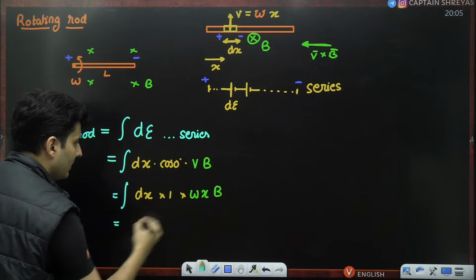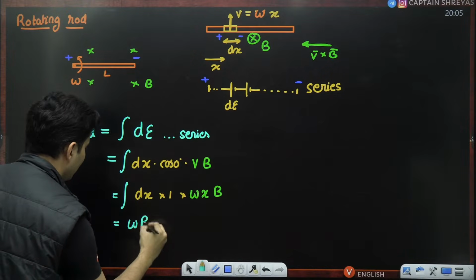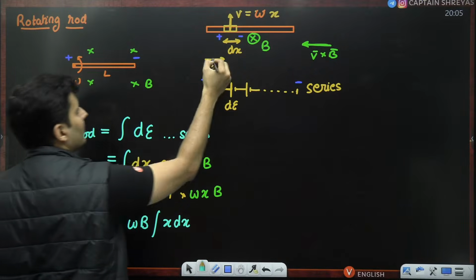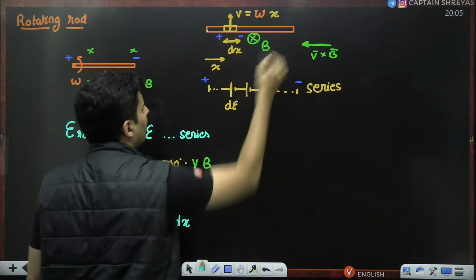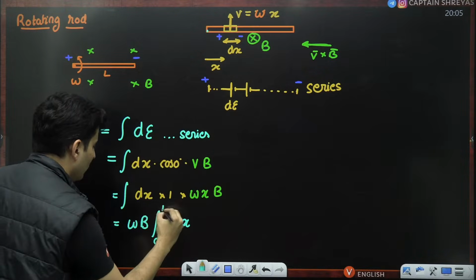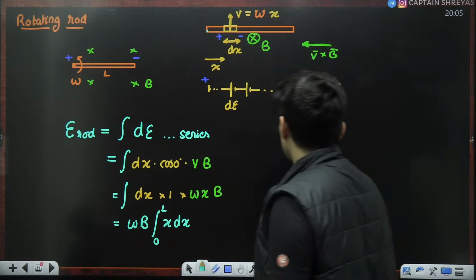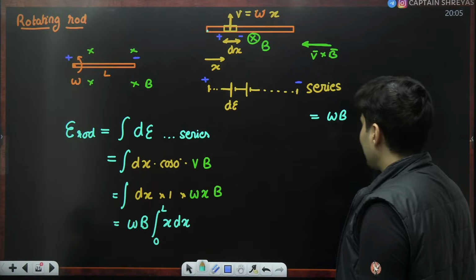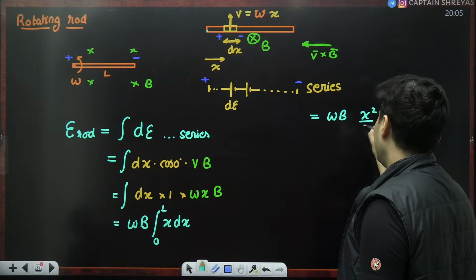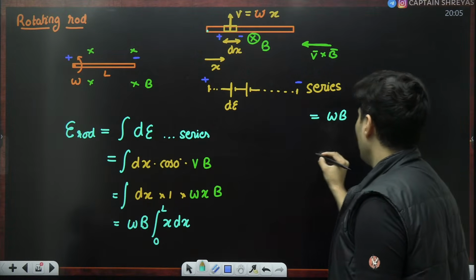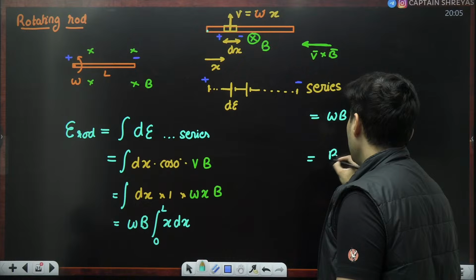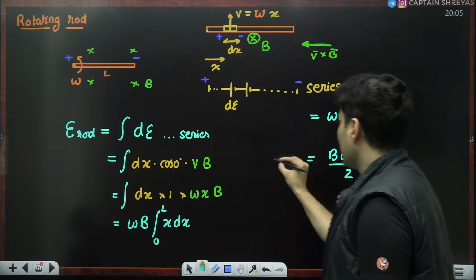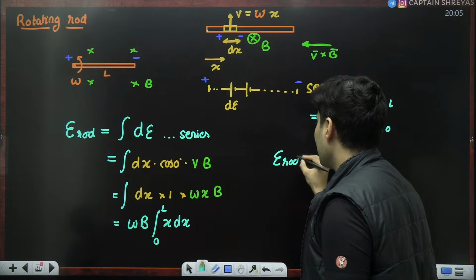So take constant terms outside. Omega is a constant, B is a constant, only x and dx remain. X will start from here till here, so that means 0 to L. Therefore, this will become omega B, and the integration of x is x square by 2, with limits 0 to L. So it will become B omega L square by 2. That is the EMF induced inside the rod.